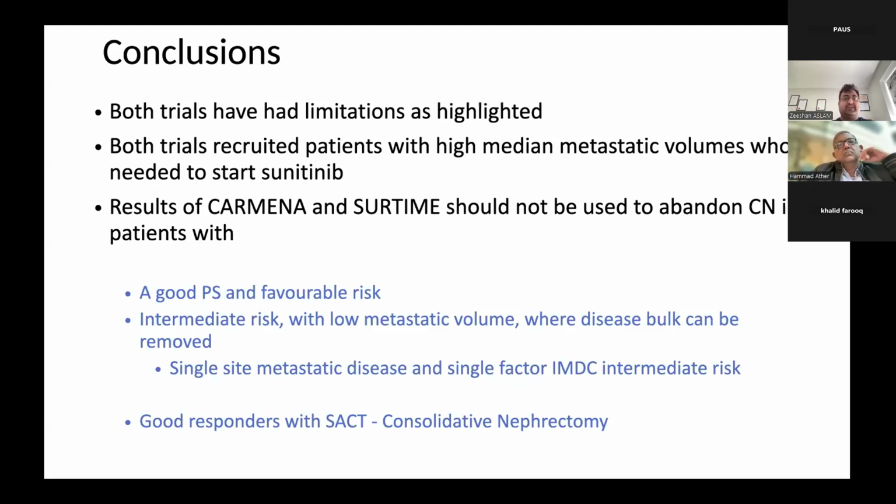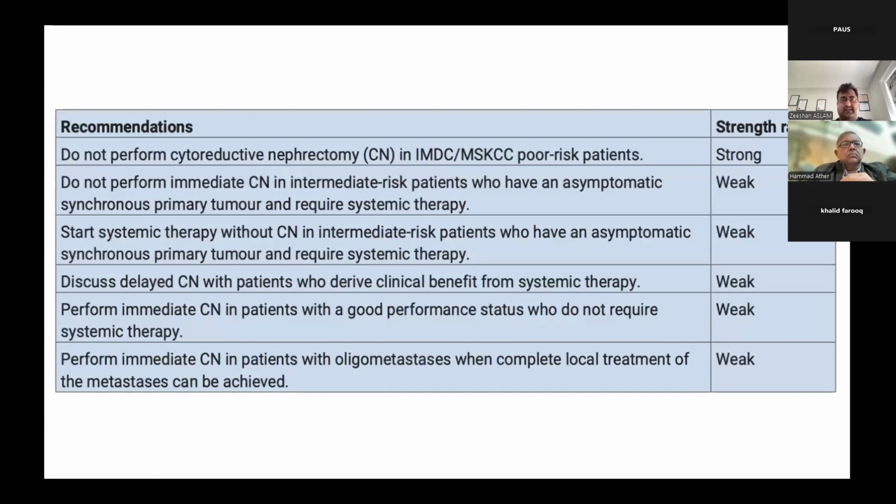Patients who are good responders with SACT can go on to have consolidative nephrectomy as well, again on an individualized basis. So these are the EU guidelines, which do pretty much talk about the same. Strength rating remains weak for most of these.